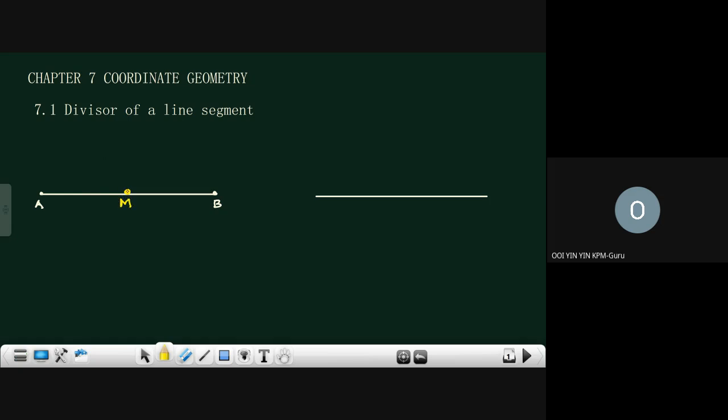Okay, and if this point is exactly the center, it divides your line AB into two line segments which have equal length. This is what we call a divisor of a line. That means a point that divides your line into two line segments. That means A to M is one line segment, M to B is another line segment.